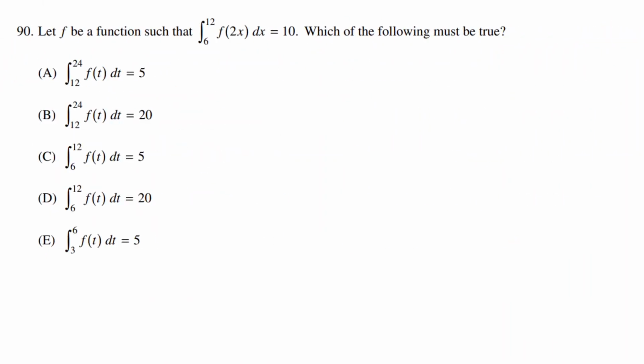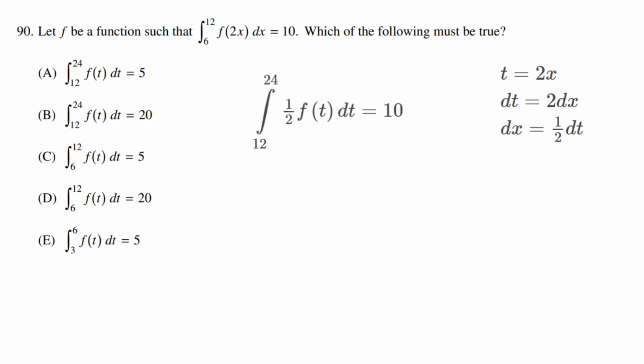In number 90, let's use a u sub, but use the letter t instead of a u. T equals 2x, dt equals 2dx, and dx would equal 1/2 dt. We can change the bounds by multiplying by 2, and we also replace dx. Our new integral becomes this. Multiply each side by 2 and we get an identical answer with b.